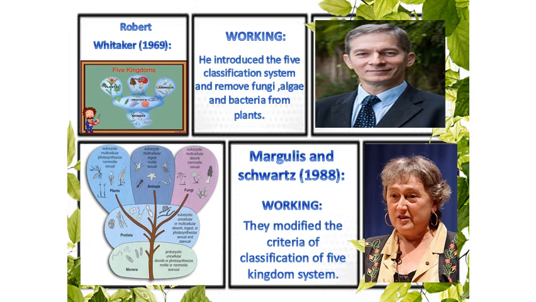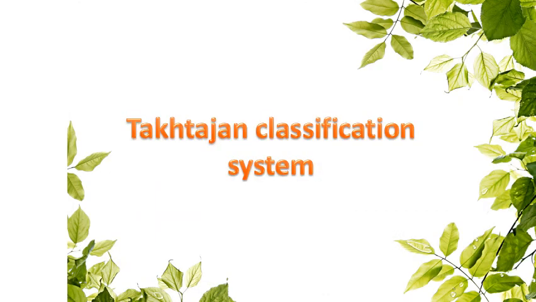The next one is Margulis and Schwartz. They modified the criteria of classification of the five kingdom system. And now, the most prominent and important classification system that we have adopted today, or we can say the current system of classification, the most prominent of which is the Takhtajan system of classification.